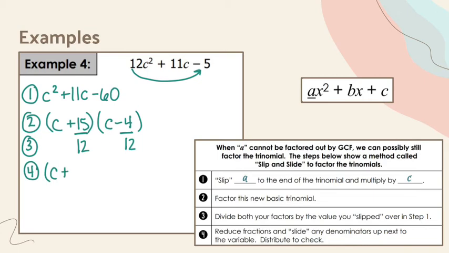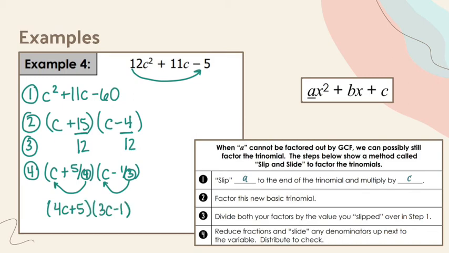So c plus 5/4 and c minus 1/3. So this comes up to be a coefficient. Denominator comes up to be a coefficient. And we are going to get 4c plus 5 times 3c minus 1.